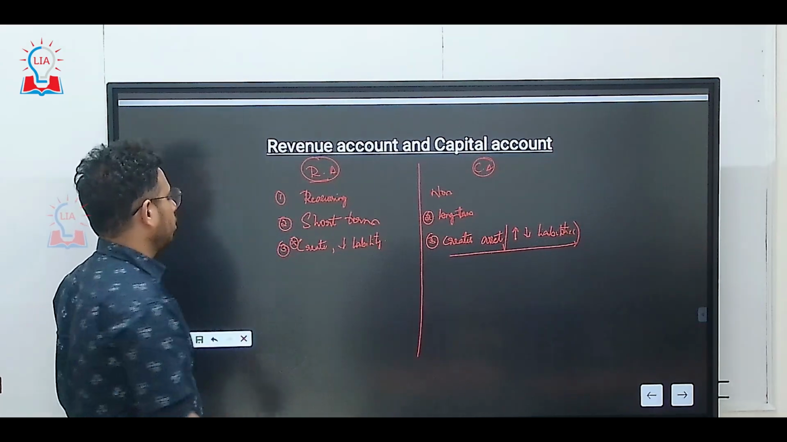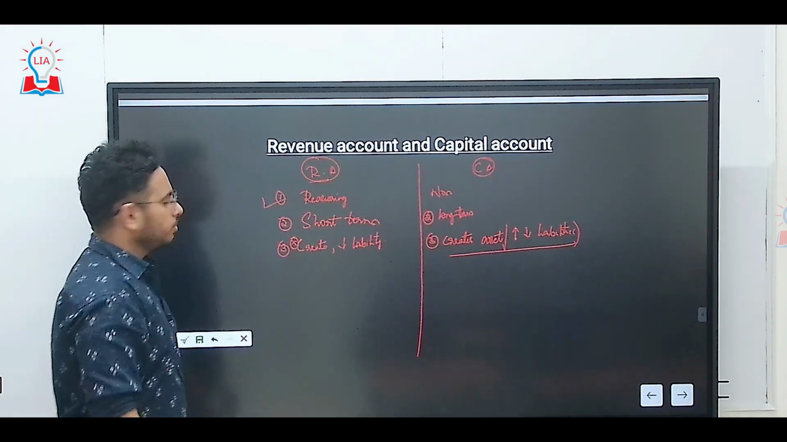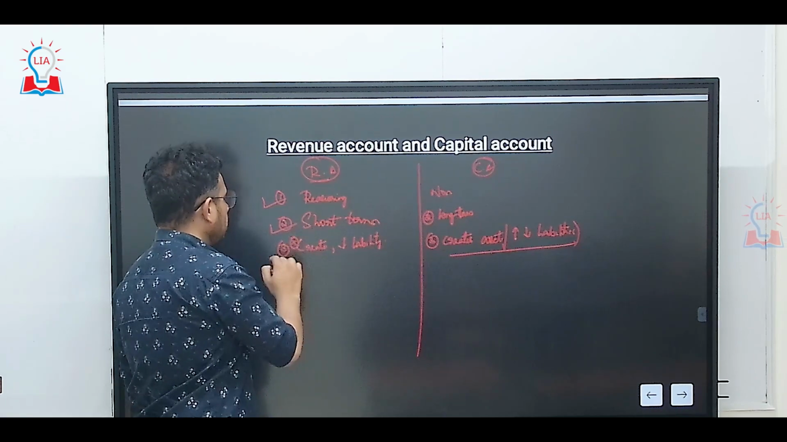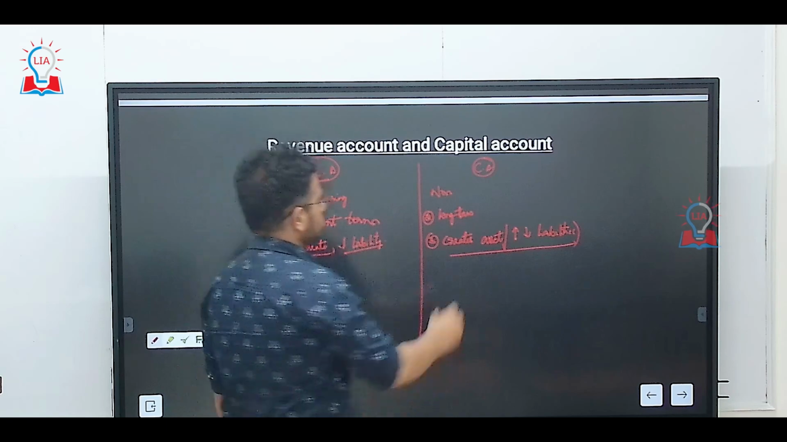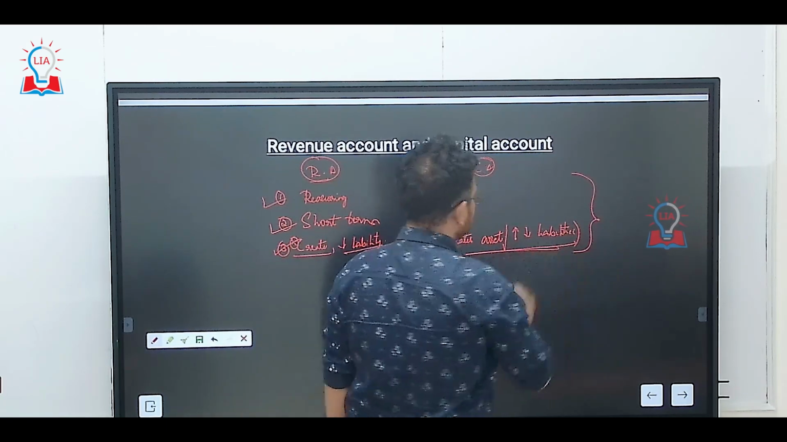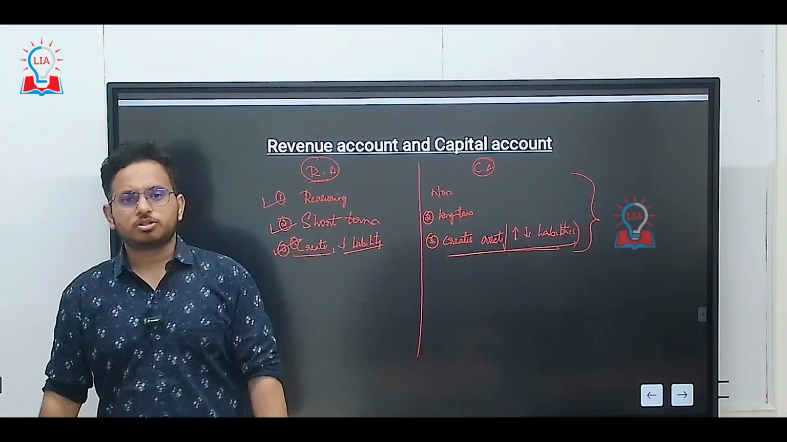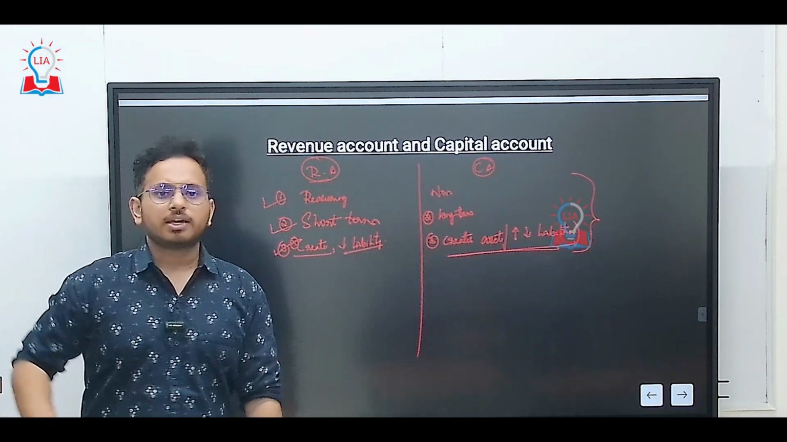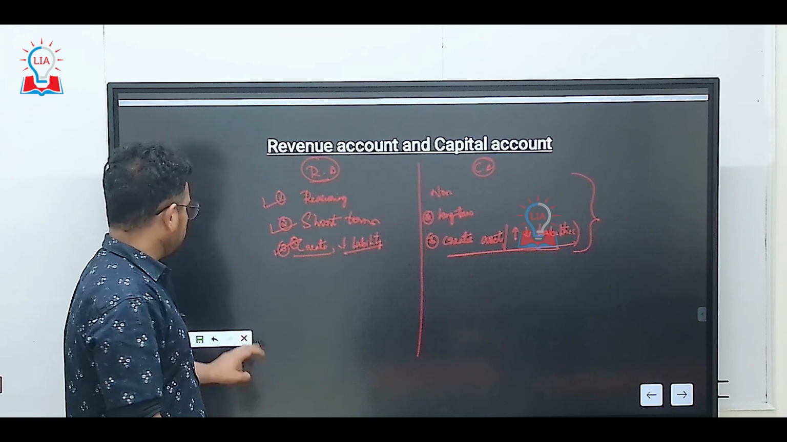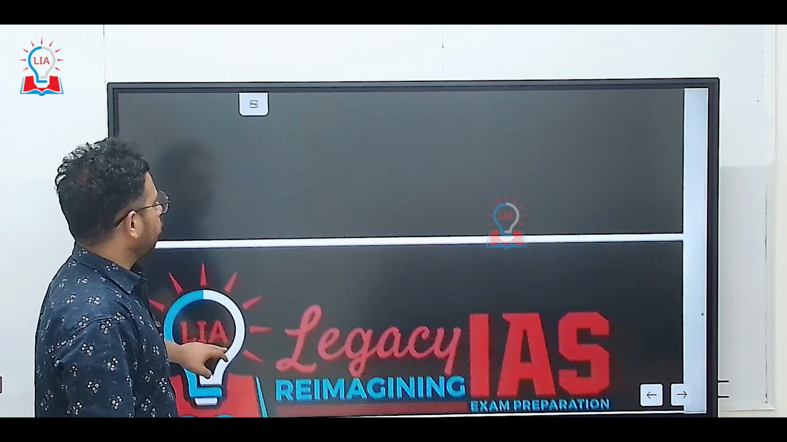To recap: the revenue account is recurring in nature and short term, and it does not create assets or reduce liabilities, whereas the capital account is non-recurring, long term, and creates assets or changes liabilities. Okay, so this is about the revenue account and the capital account. Very, very important from the exam point of view.